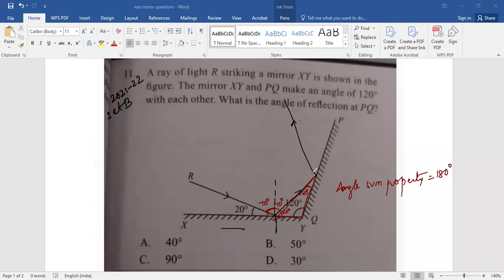Then again, we draw a normal here. So this again becomes 90. So this becomes a 50 angle, which is my angle of incidence. So this will also be 50, which will be my angle of reflection. So the angle of incidence equals the angle of reflection, which is 50. So the answer for this is again option B. Okay, let's move on.